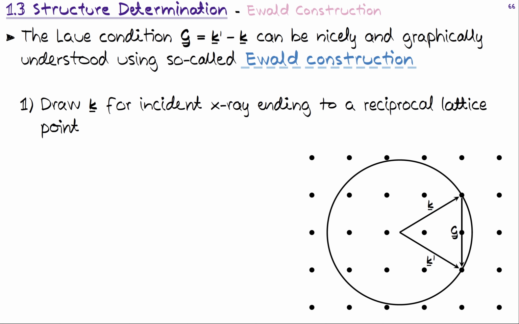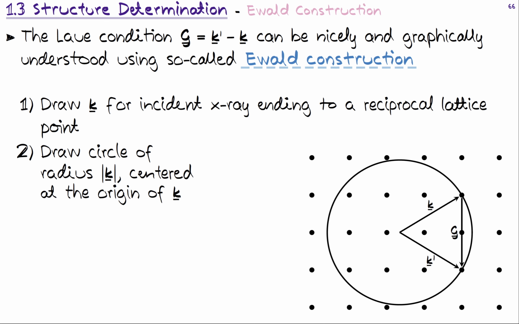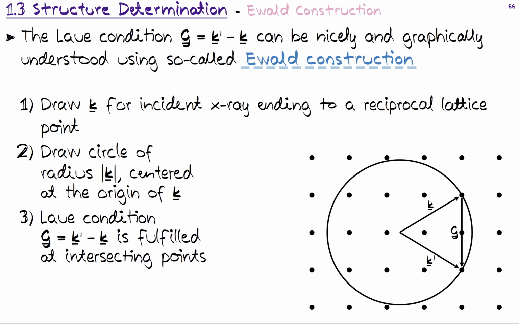And the second step in our procedure is that now we draw a circle that has a radius, of course, of this k, and we center this circle at the origin of k. And that has been drawn in the figure already. And then the third step is that now we have the Laue condition, so G equals k prime minus k. It's being fulfilled at those points of the circle that intersect the reciprocal lattice points.